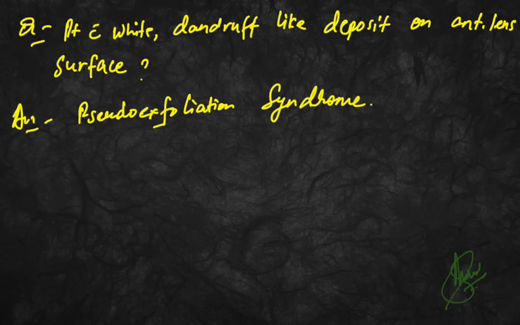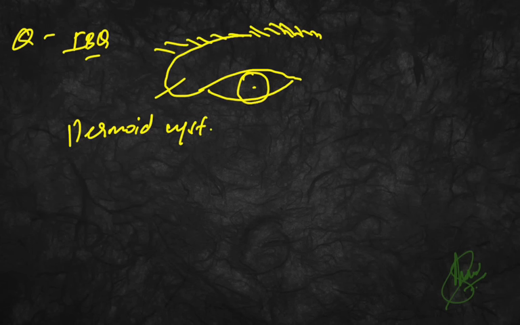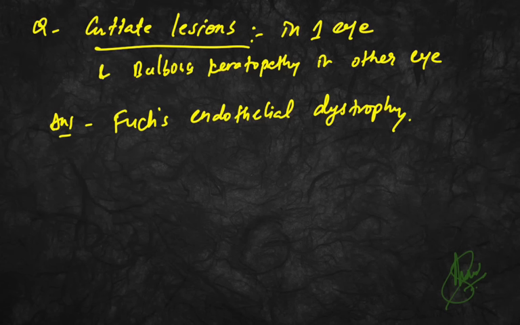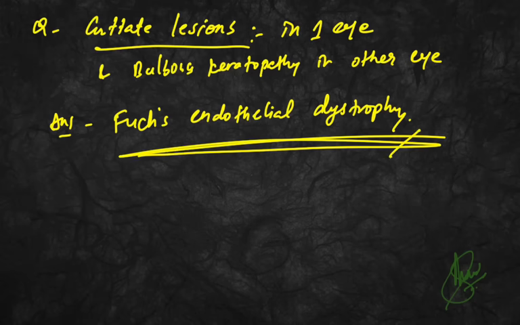Now patient with white dandruff-like deposits on the anterior lens surface, that is pseudoexfoliation syndrome. Now image based question of a 15-year-old female patient with the swelling over the upper eyelid and just above the lateral canthus. This is dermoid cyst. Answer is dermoid cyst. That image I will put in one of my videos again, the image based questions videos, you can see it in that. Now guttate lesions in one eye and bullous keratopathy in the other eye, that is significant of Fuchs endothelial dystrophy. This is the correct answer.